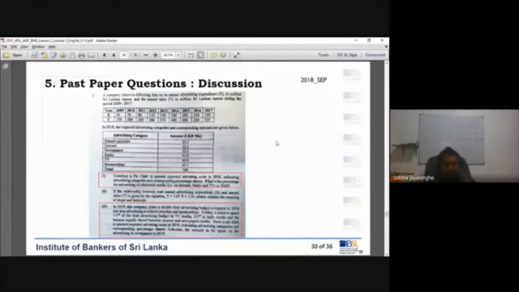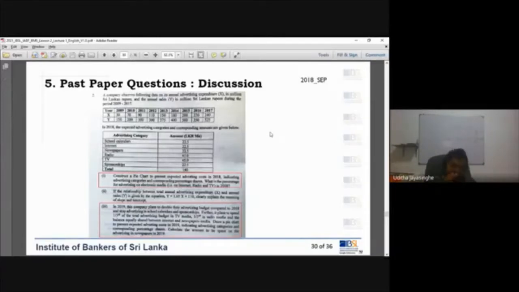Okay, we got a basic understanding on that. In 2018, now we are focusing on the next year, up until data is given here, 2018, we are focusing on. The expected advertising categories and corresponding amounts are given below. Now they are giving the total of 180 million. So this X value for 2018 is going to be 180.